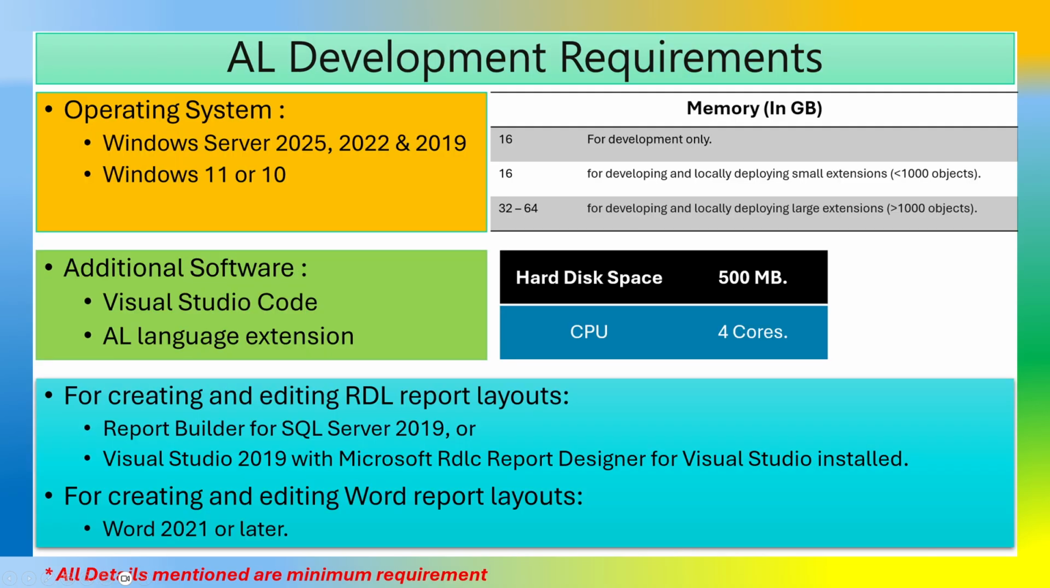Okay, next let's go into the AL development environment, which I hope most of the people who are watching this are looking at. For the AL development environment, the operating system versions needed are Windows Server 2025, 2022 and 2019, and the non-server operating systems are Windows 11 and 10, as in they are also server operating systems, but just FYI. You will need Visual Studio Code, which everybody knows, and the AL Language extension inside your VS Code. If you will be dealing with reports, which most of us will be, you need to have Report Builder for SQL Server 2019. If you already have 2016 from the prior version, it'll automatically get upgraded to 2019.